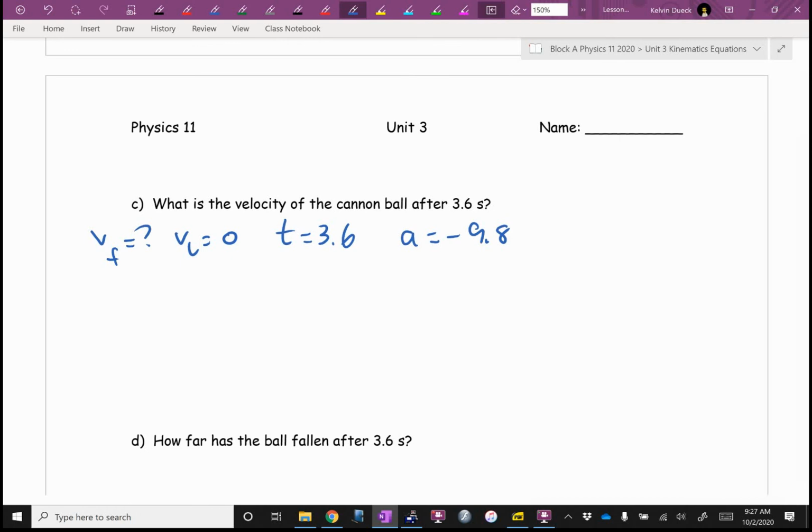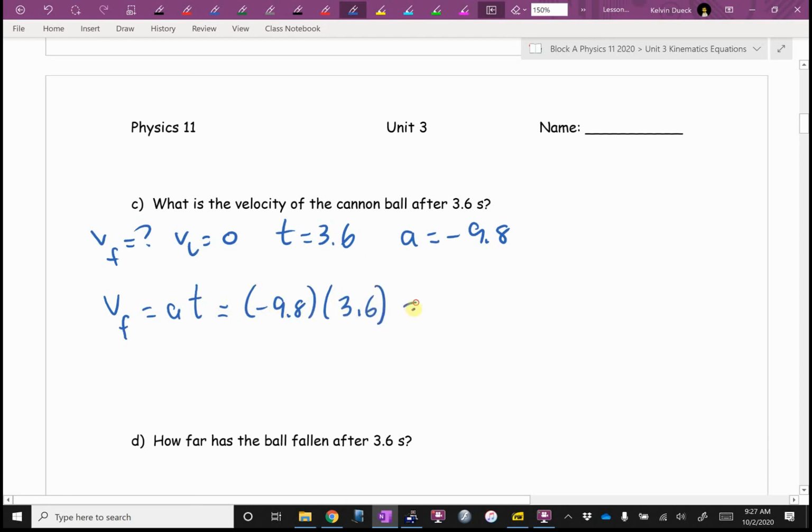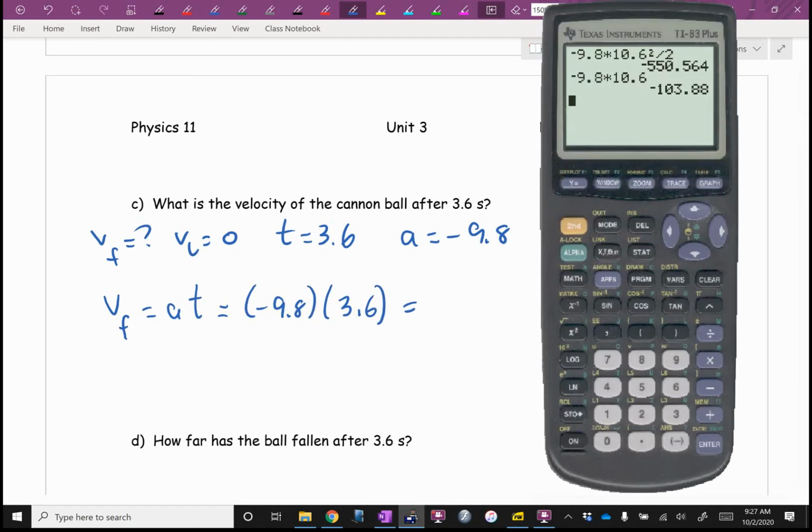Okay, I would actually say, what's VI? So did you need to read the VI? Since it's 0, we can do as our special subcase, say VF equals AT. It's going to be negative 9.8 times 3.6. Get your calculator out, Peniel. Once you've written that down, what do we get? Going to be negative, which again is good because it's on its way down.